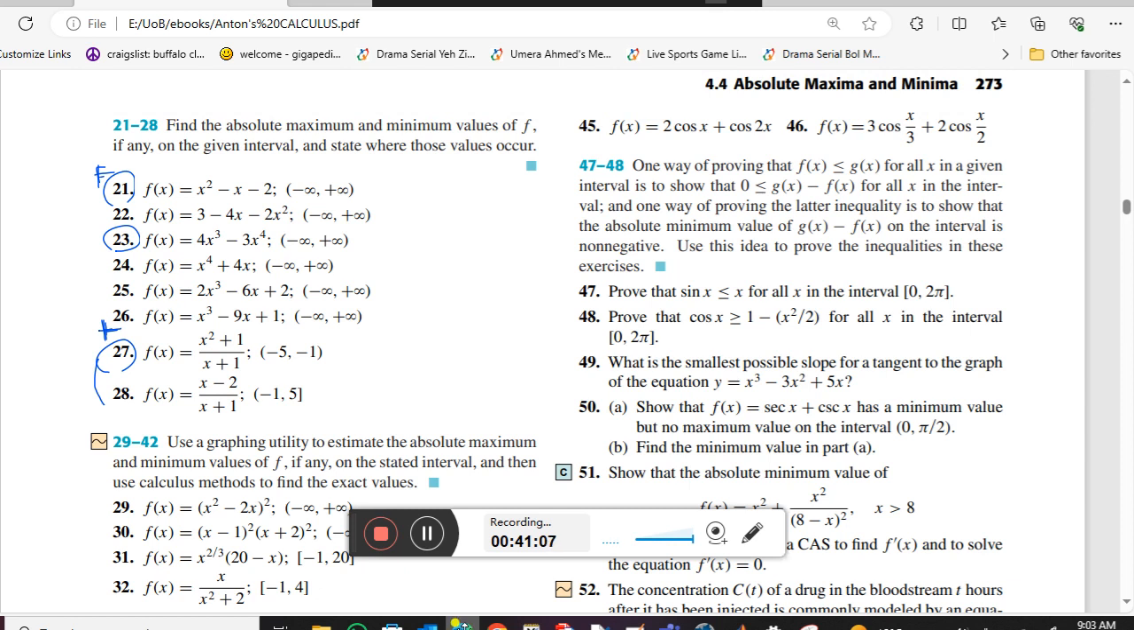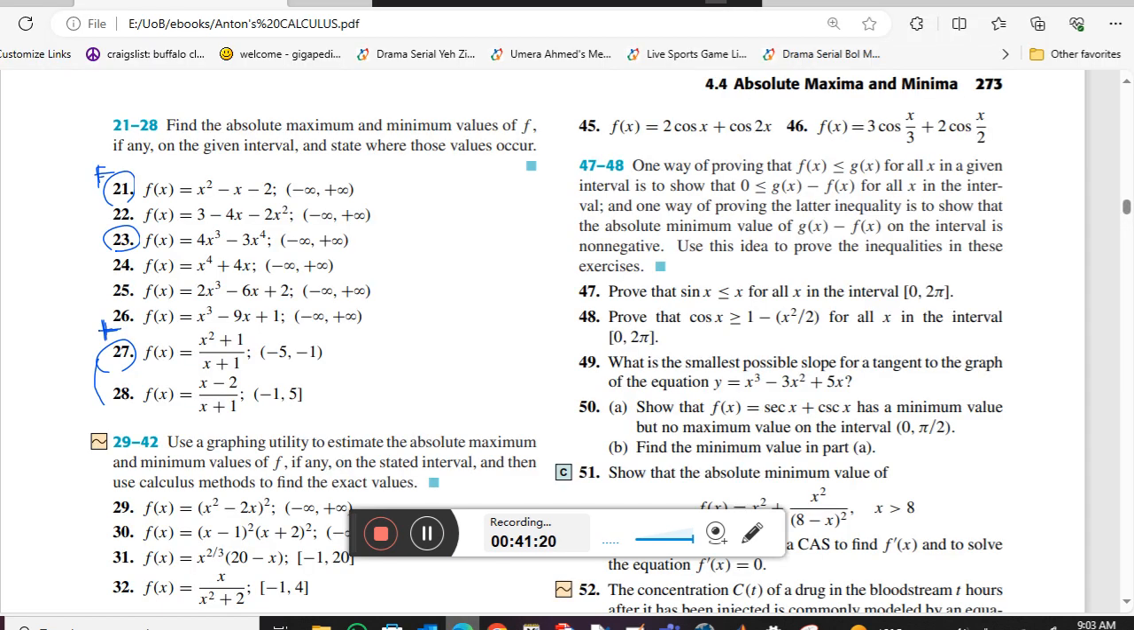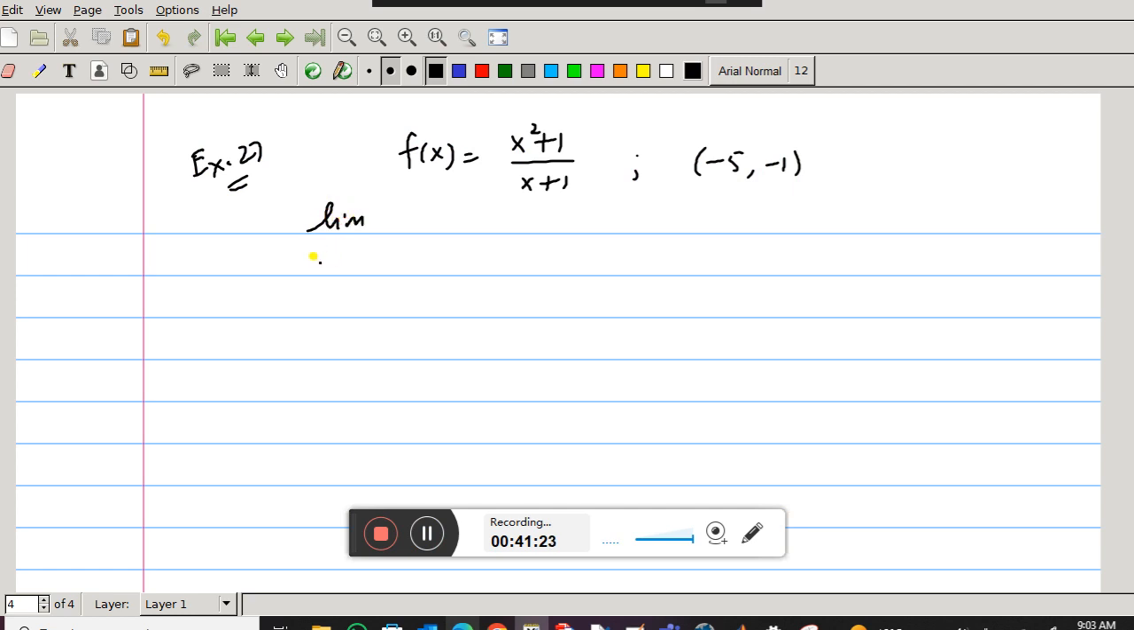So 27 has f(x) equal to (x square plus 1) over (x plus 1), and the interval is from minus 5 to minus 1. Okay, so I will take the limits for both. First of all, x goes to minus 5 plus. Plus means minus 5 is the left point, minus 1 is the right point. So I can only go to minus 5 from the right, and I can only go to minus 1 from the left. So from the left means x goes to minus 1 minus of f(x).